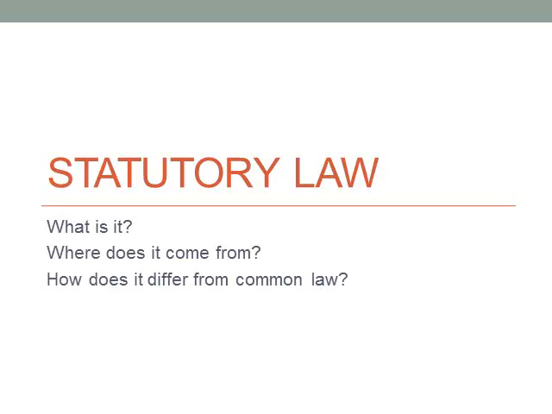We have common law, we have our equity law, and now we have our third source of law, which is statutory law. And what is it, where does it come from, and how does it differ from the common law? So these are laws that are created by elected legislative bodies, and they could be local, state, or federal. And they're bodies of law. They're called statutes.